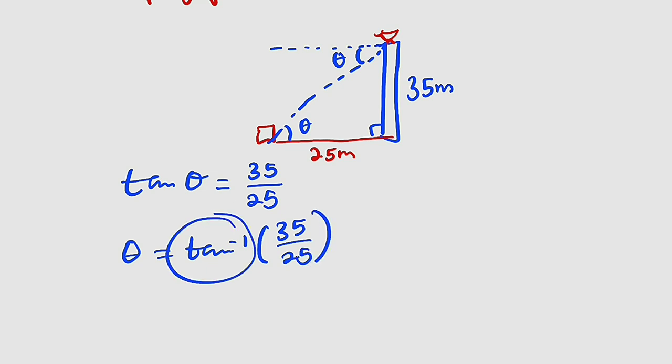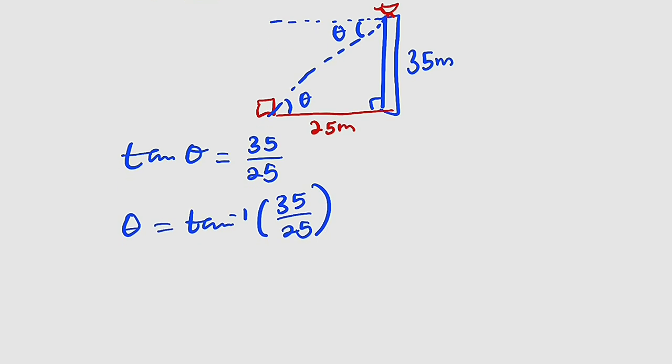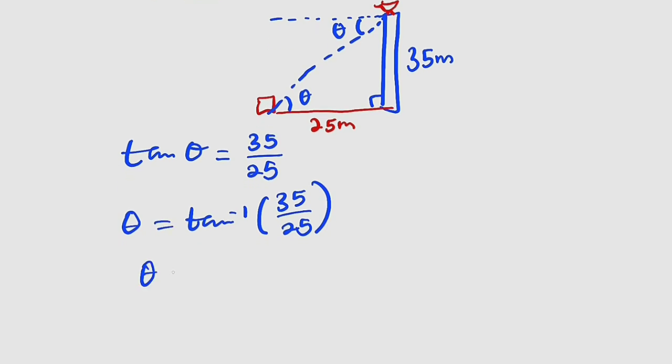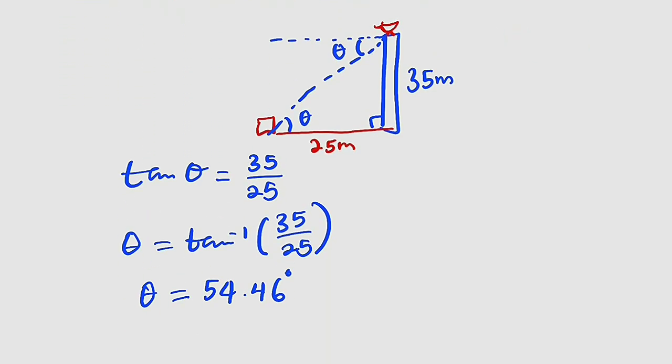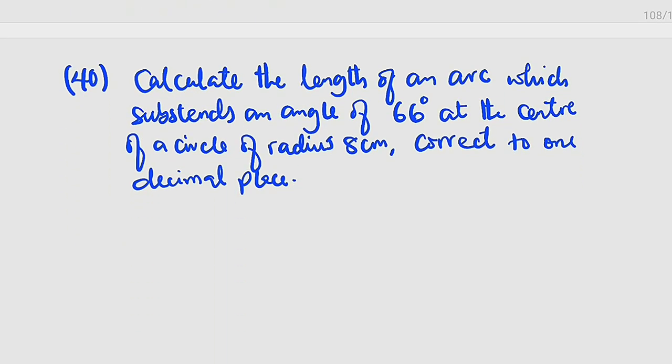Just press tan inverse, then plug in 35 divided by 25, and you shall obtain theta to be equal to 54.46 degrees in 2 decimal places. And this is all about question number 39. Let us move on to question number 40.